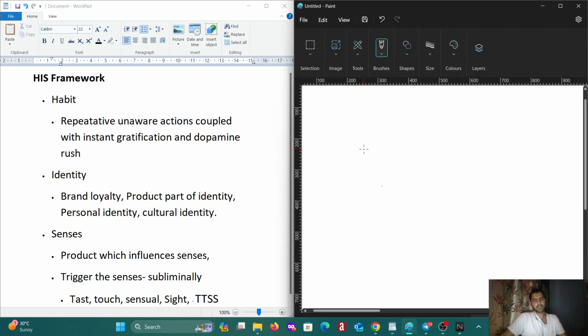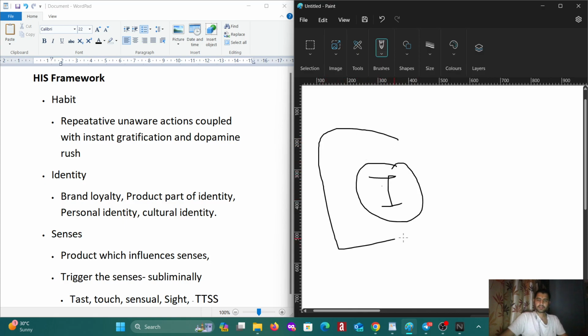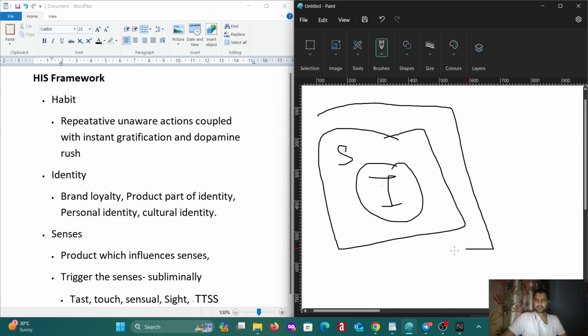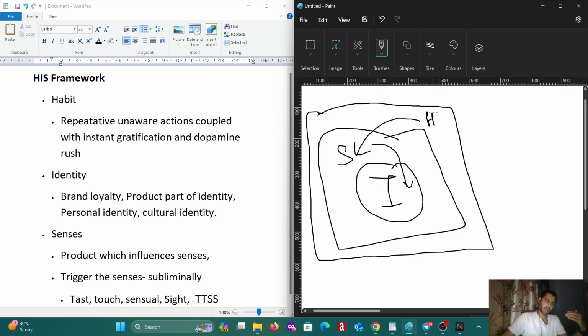In reality, your identity is at your core. Then come the senses, and then your habit. So your habit, then senses, and then identity. This is the outer-to-inward flow, but the real flow is identity, then senses, then habit.